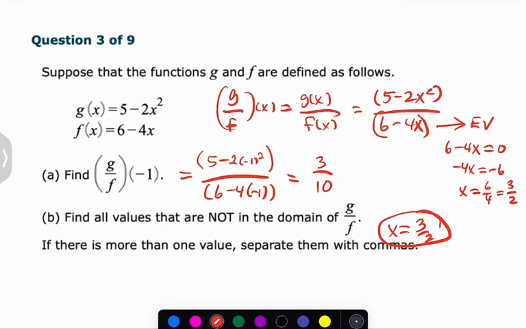If it's a quadratic, you might have to factor to find it, and it might have more than one excluded value, wherever our denominator is equal to 0. So f is in our denominator, so that's the one we exclude. Are you guys okay with that question?